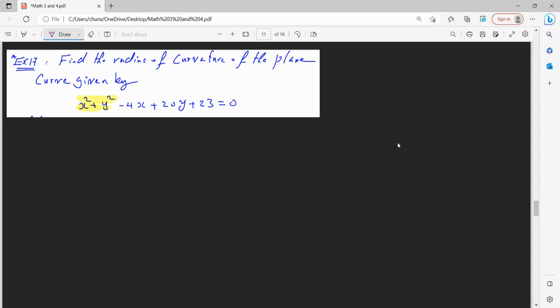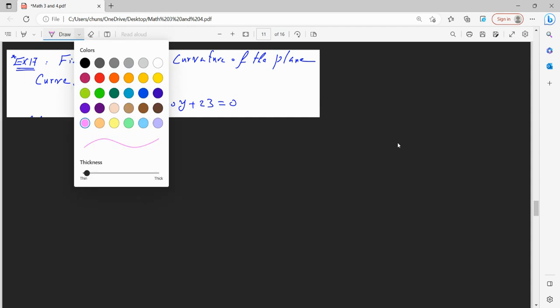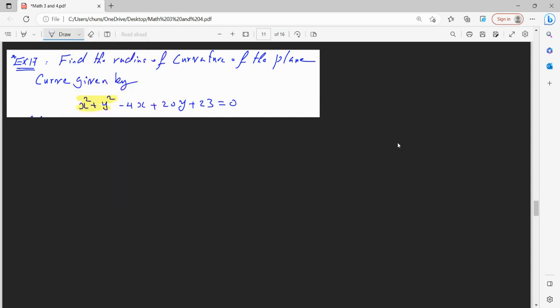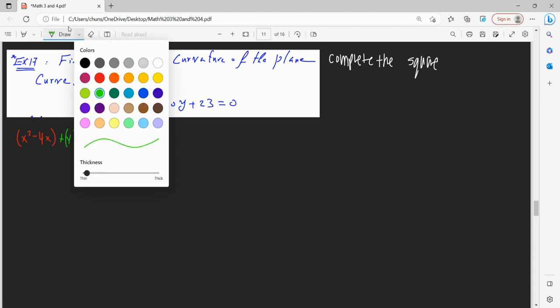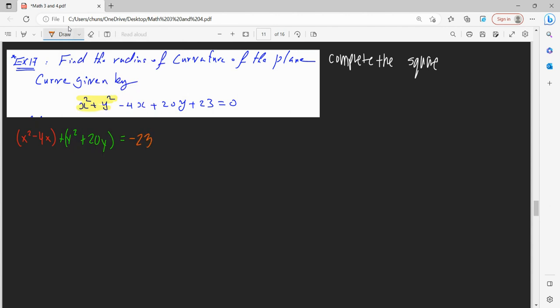So now we want to find the radius of curvature given by the plane x squared plus y squared minus 4x plus 20y plus 23. So we're going to need to complete the square for this. So that means taking our x terms and grouping them together. So we're going to do x squared minus 4x. Going to keep those guys together. This is plus y squared plus 20y. And that's equal to, so let's kick that 23 to the other side, negative 23.